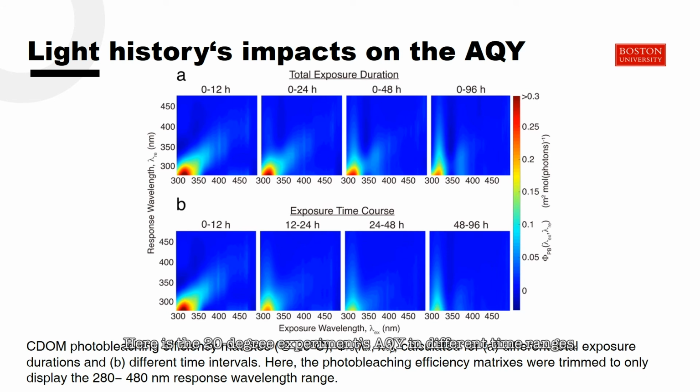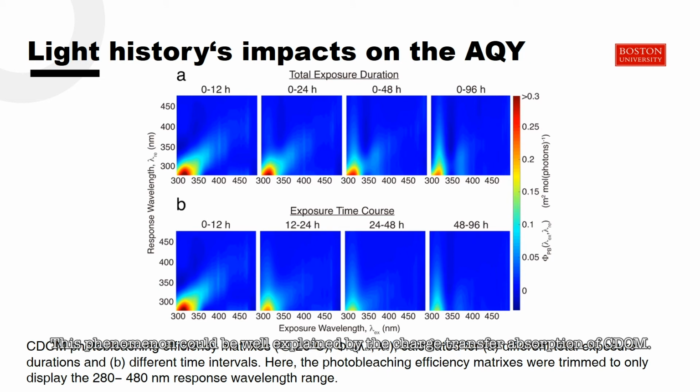Here is the 20-degree experiment AQY in different time ranges. The spectral features of the matrix were also dramatically changed over the whole solar exposure history. The diagonal pattern dominates the early-stage photobleaching AQY, for example, in the 0 to 12 hours AQY. This pattern gradually gives way to a directional feature, centered at the UVB excitation band under 305 nanometers and extending across the entire response wavelength range.